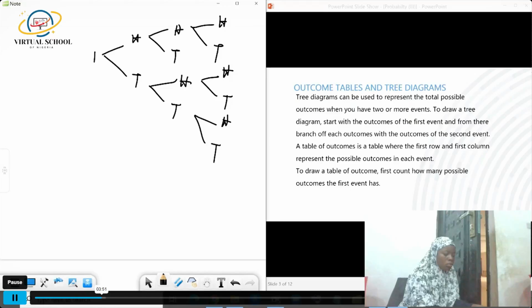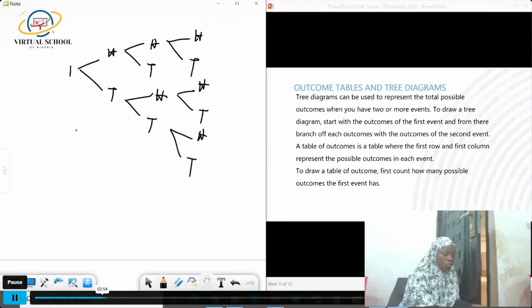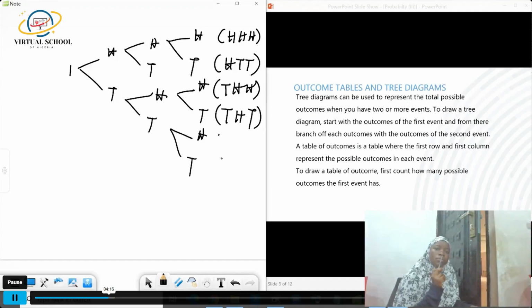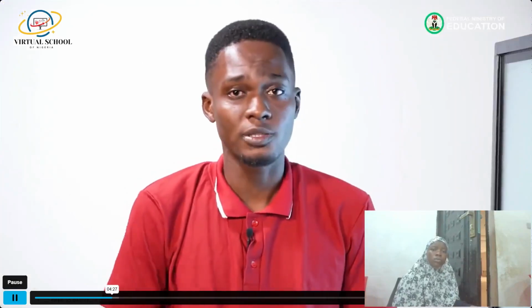Now, bringing all these outcomes together, this will give me head, head, head, that is HHH. Then we have head, head, tail, HHT. Then tail, head, head, THH. Then head, tail, head, HTH. Then we have TTH, tail, tail, head. And then we have TTT, that is tail, tail, tail. This is what we call our tree diagram. Then they will ask you, what is the probability of obtaining three heads? Already we have the outcomes here.